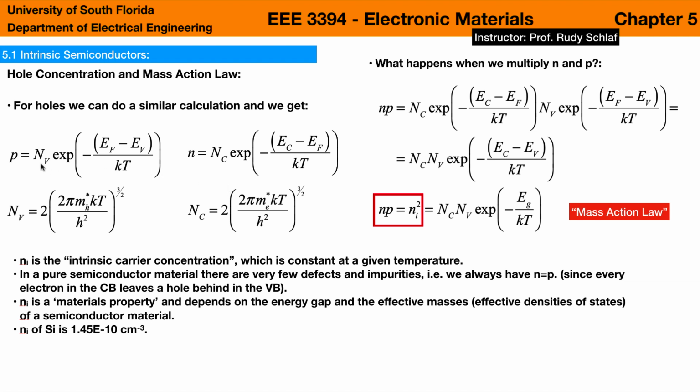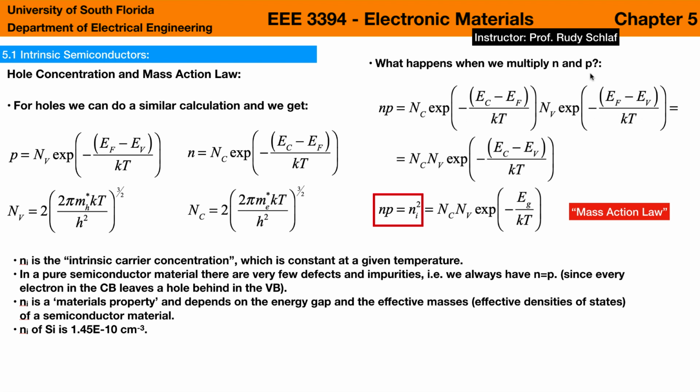So what we get for holes is a very similar expression, except that under the exponential function we now have the difference between the valence band maximum and the Fermi energy, and in the effective density of states we have the effective mass of the holes. It's interesting to see what happens when we multiply the electron and hole densities.